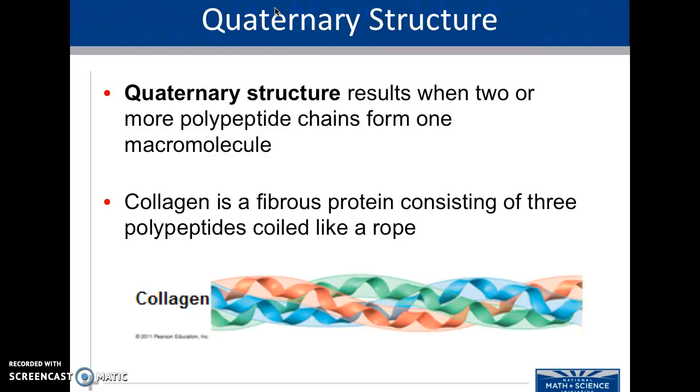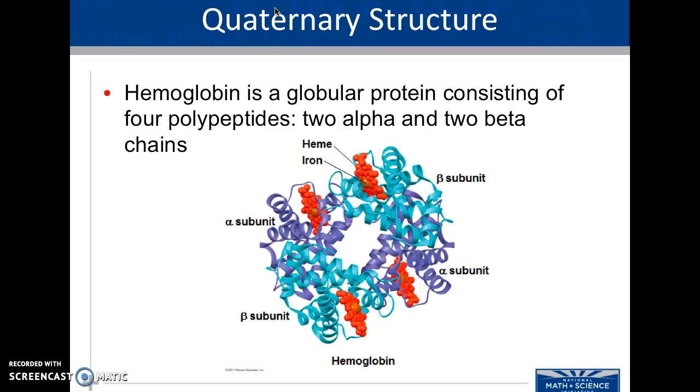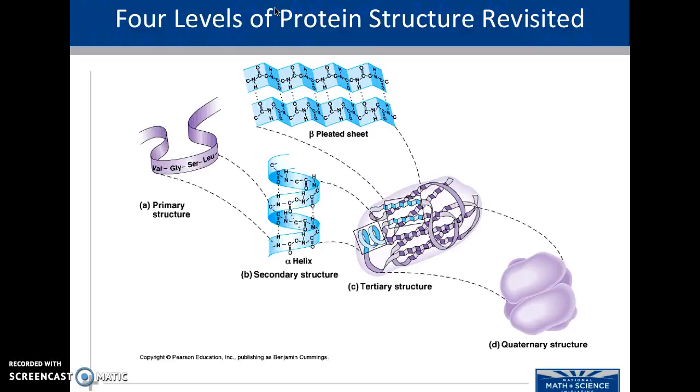Collagen, the protein in your skin, actually consists of 3 polypeptide coils that become a rope. Hemoglobin, another example, is a globular protein, so not a long strand, consisting of 4 polypeptides. 2 of them are alpha chains and 2 are beta chains. This is kind of a summary. Take a look through it if you need to.